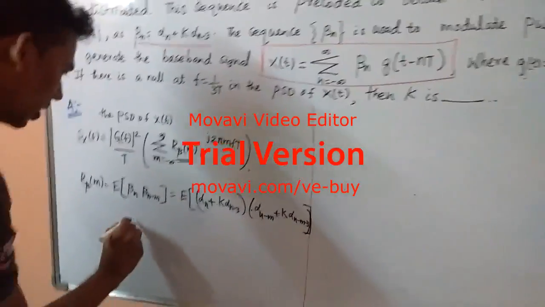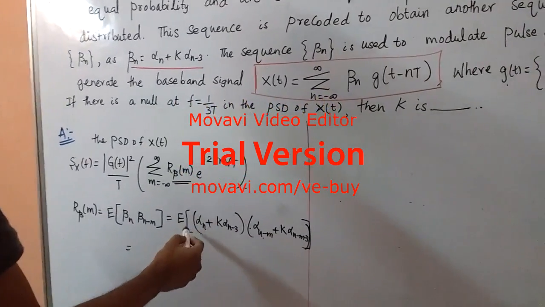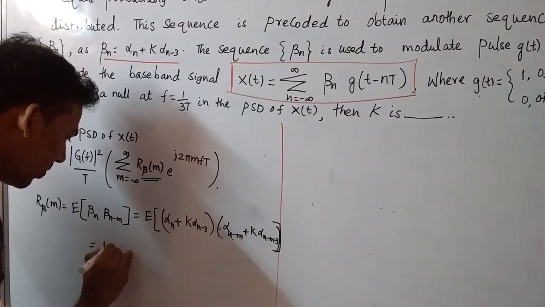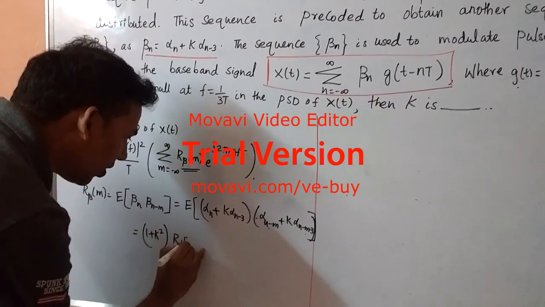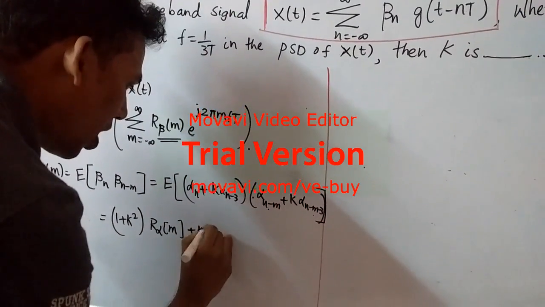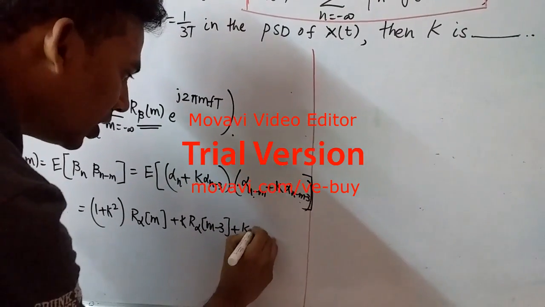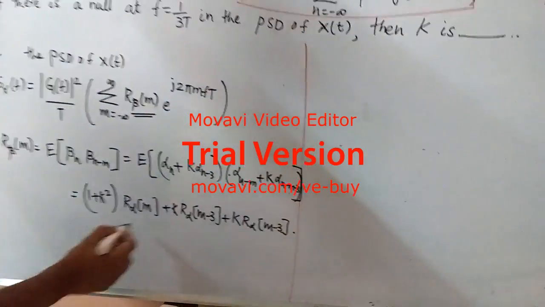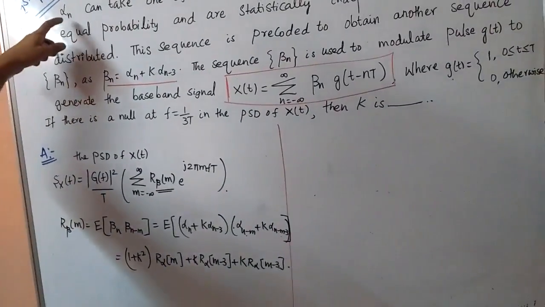This is equal to alpha n minus m, so the difference should be m. You will get the simplification of this expression: 1 plus k square into r alpha of m, plus k into r alpha of m minus 3, plus k into r alpha of m plus 3, where r alpha of m is the autocorrelation function of the sequence alpha m.